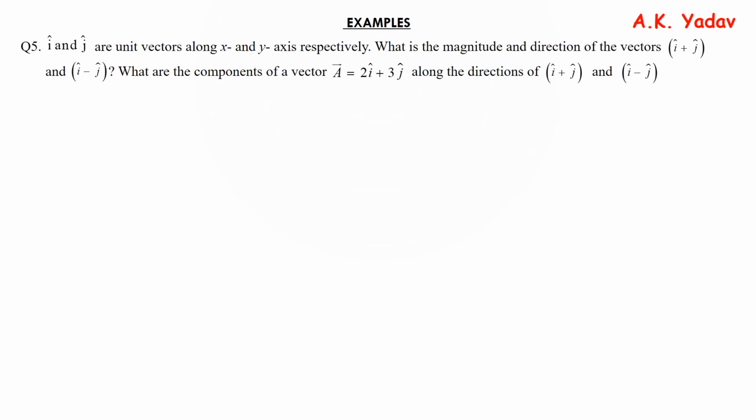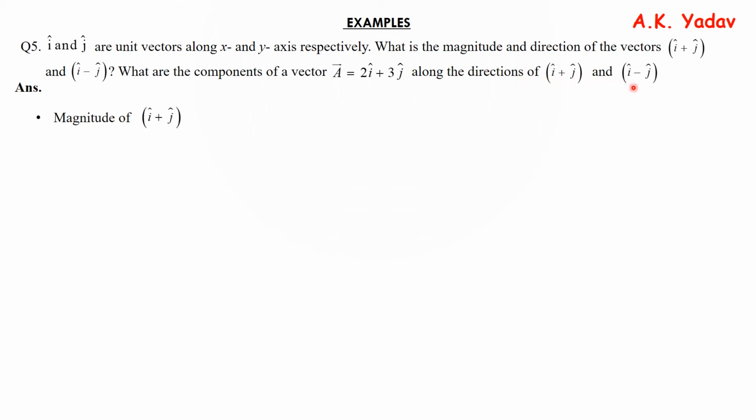Let us move to question number 5, a very good question. It says i cap and j cap are unit vectors along x and y axis respectively. What is the magnitude and direction of the vectors i plus j and i minus j? What are the components of a vector a is equal to 2i plus 3j along the direction of i plus j and i minus j?